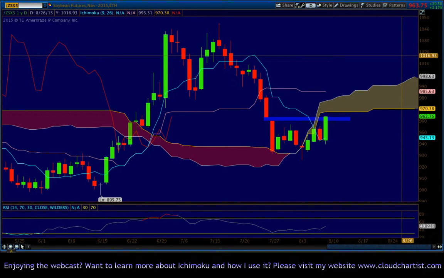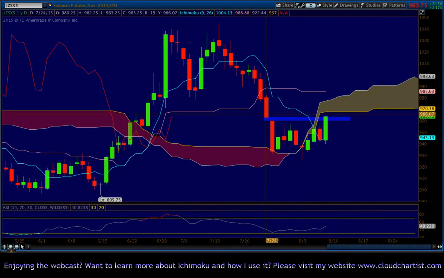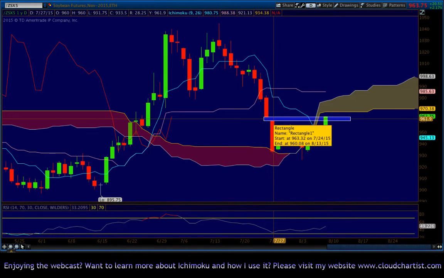Anyway, soybeans look like they found resistance at the top of this gap window, which is where this prior red candle found a close. The closing price was 960.08, and the closing price was 963.32, and we closed at 963.75.